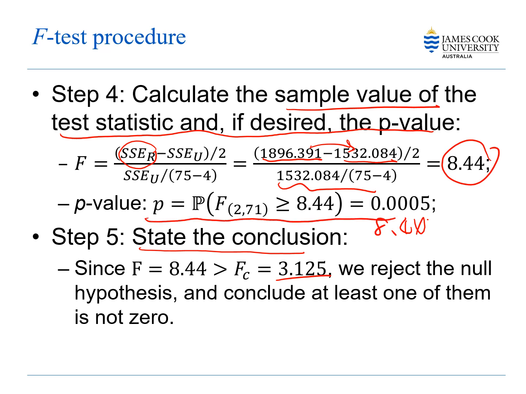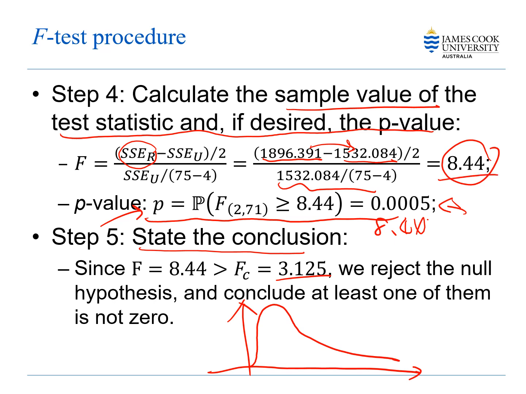Alternatively, we can also check the p-value. Where does this p-value come from? Remember our F distribution. We calculate the sample value of the test statistic to be 8.44, somewhere here, and here is our critical value of 3.125. The associated p-value is the area to the right of 8.44, which is very, very small. It's 0.0005. Since this p-value is less than 5%, we reject the null hypothesis, getting the same result.